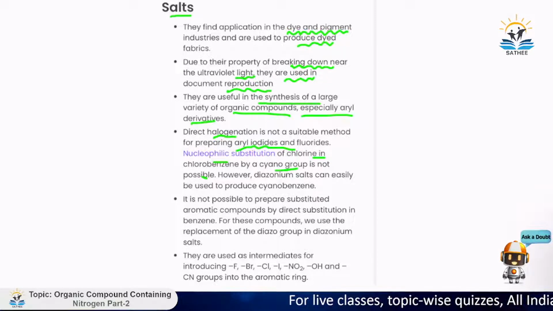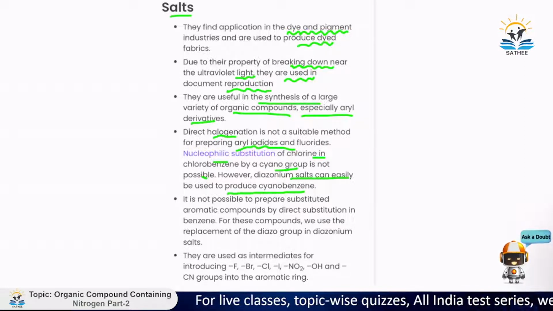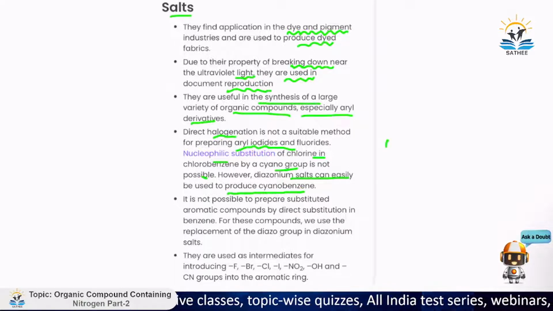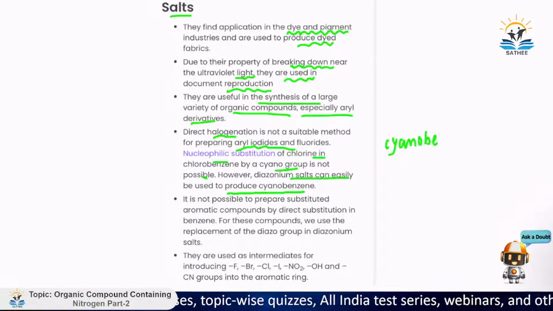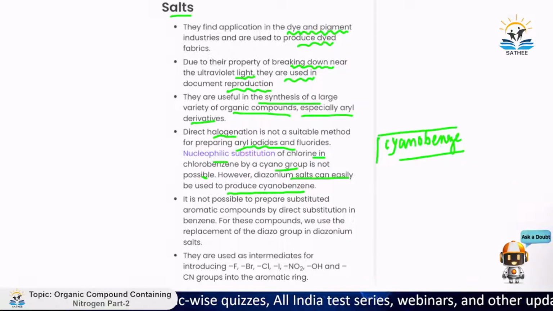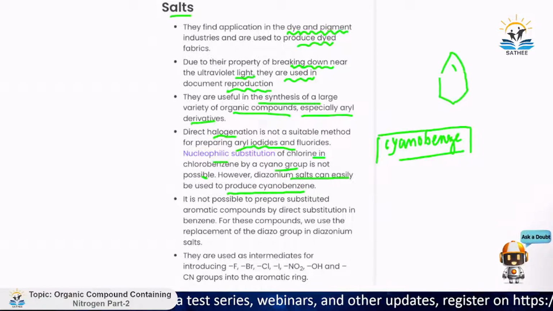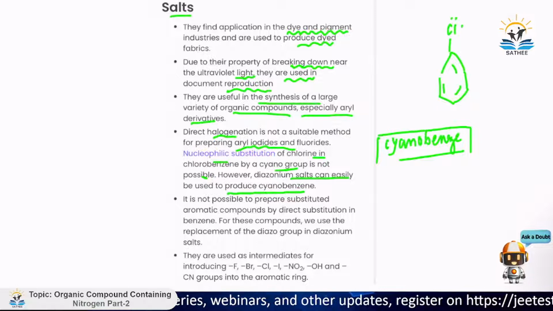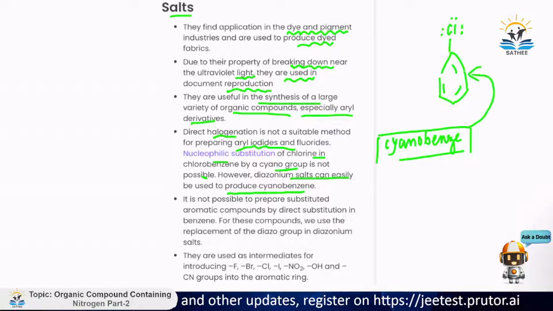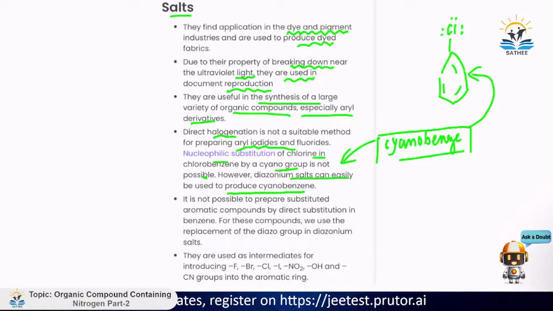Okay, so diazonium salts can easily be used to produce cyanobenzene. They are saying that cyanobenzene cannot be formed easily. If you want to do nucleophilic substitution of chlorine in chlorobenzene, then we know that aryl halides do not give a nucleophilic substitution easily. So since it is not giving, you cannot form cyanobenzene easily. But if you have this diazonium salt, then you can easily form cyanobenzene.